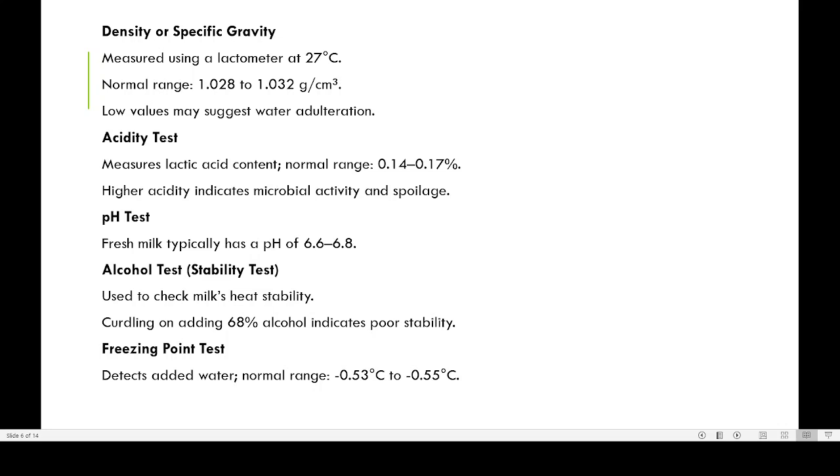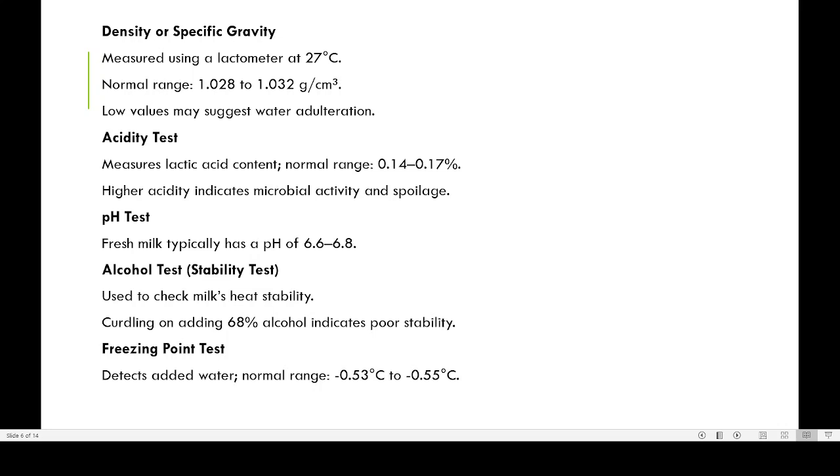A low value may suggest water adulteration. If this value is less than this amount, it shows that water has been added disproportionately. That is one way by which we will be able to tell how much water has been added. The next one is the acidity test. That measures the lactic acid content. A normal range is 0.14 to 0.17. That is the normal amount of lactic acid usually present.